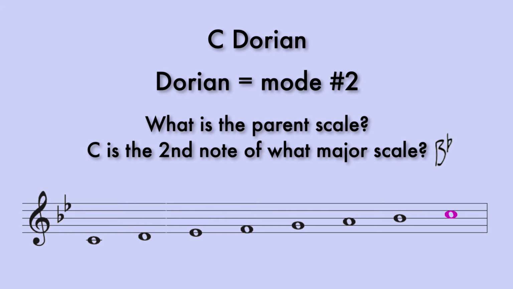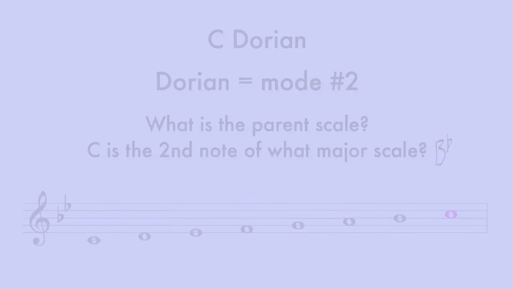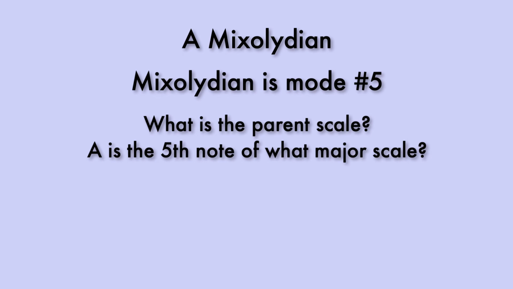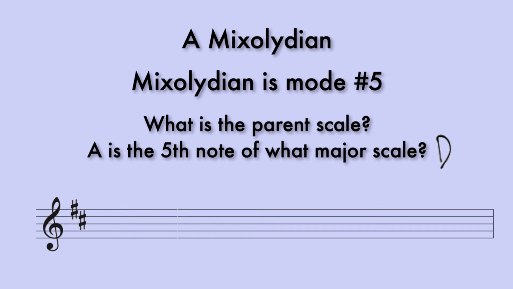Let's try another. Let's write the A Mixolydian mode. Recall that Mixolydian is mode number 5. So, what is the parent scale? A is the fifth note of what major scale? Counting back, we can see that A is the fifth note of the D major scale. So write the D major key signature, and then write the A Mixolydian mode by plotting the notes from A to A.